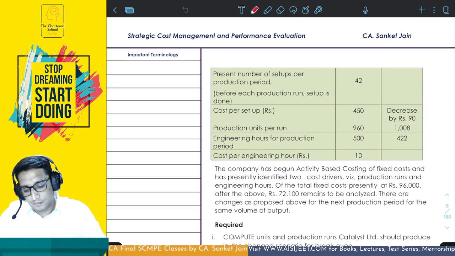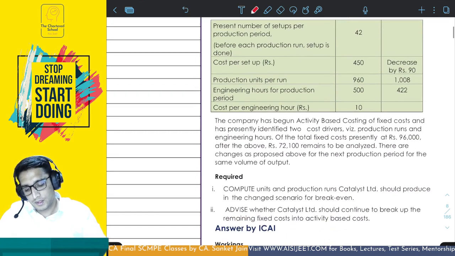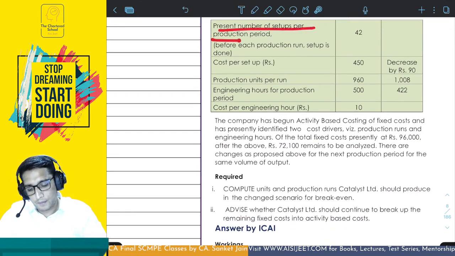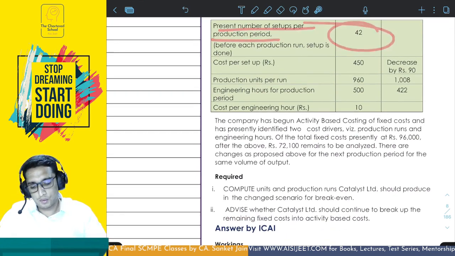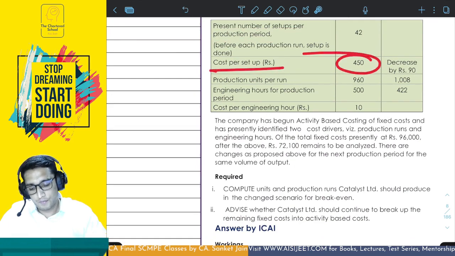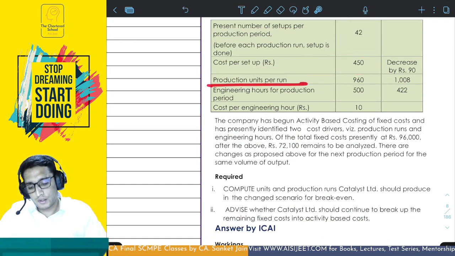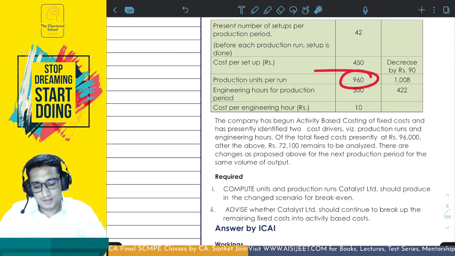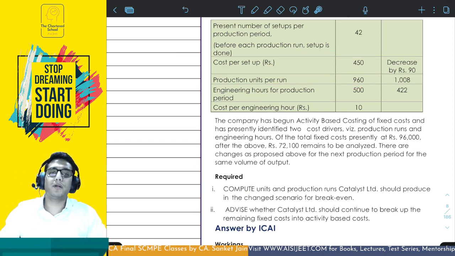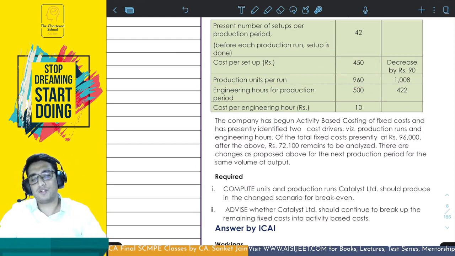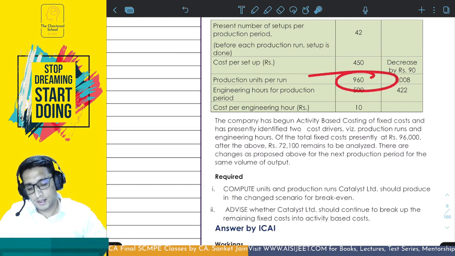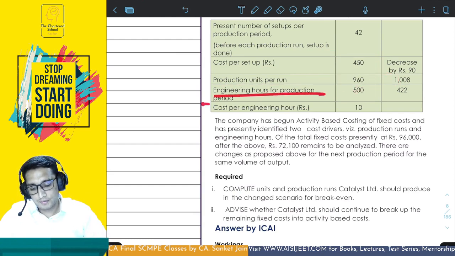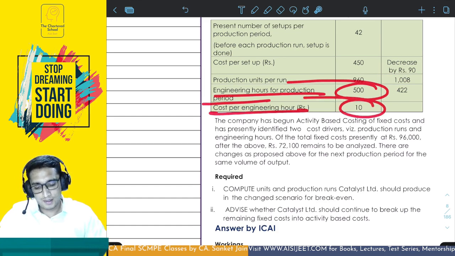We have been given that the contribution per unit is rupees 5. Number of setups per production period is given as 42. Cost per setup is given as 450. Production units per run is given as 960. So the number of units you are producing per batch or per run is 960. Engineering hours for production period is given as 500, and cost per engineering hour is given as 10.